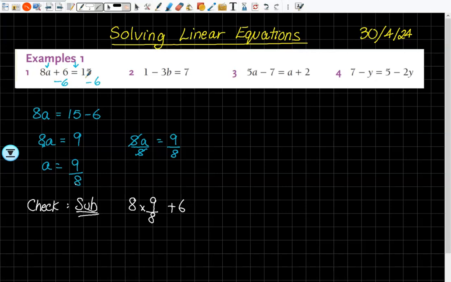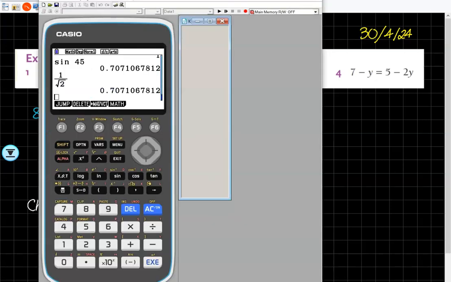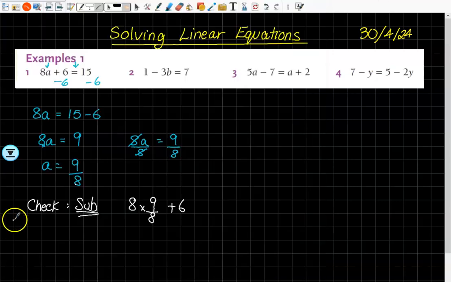So on your calc, let's everybody do it, please. So 8 times 9 over 8 plus 6, do you get 15? Yes, we know we're right, confident to move on. Does that make sense? So if you're ever unsure, is this right? Sub it back in and you'll be right. Write down the next question, please.